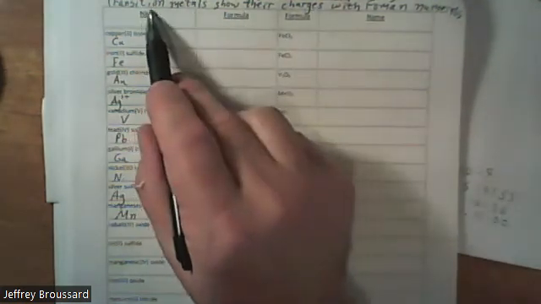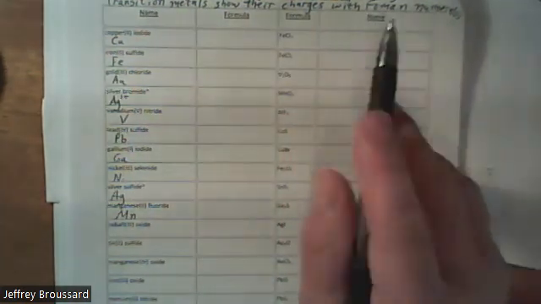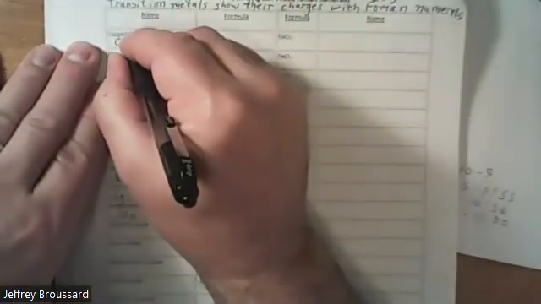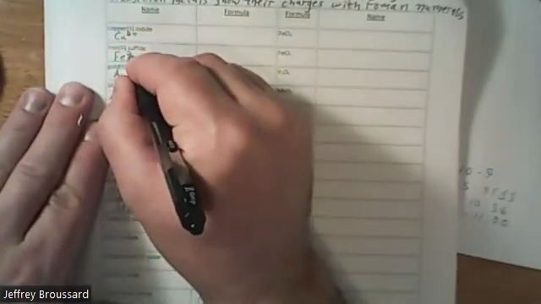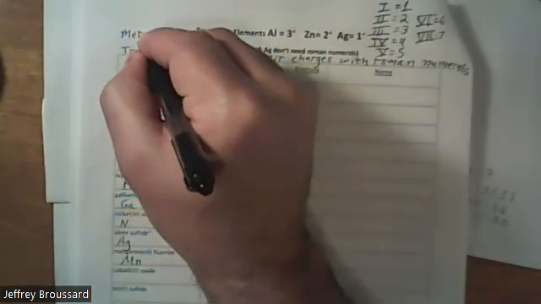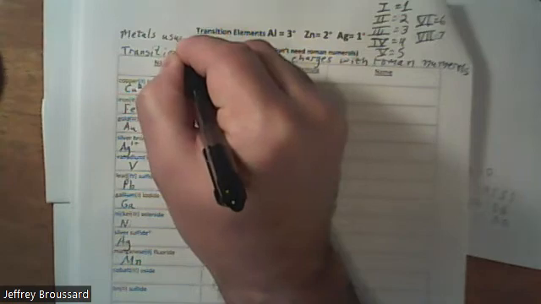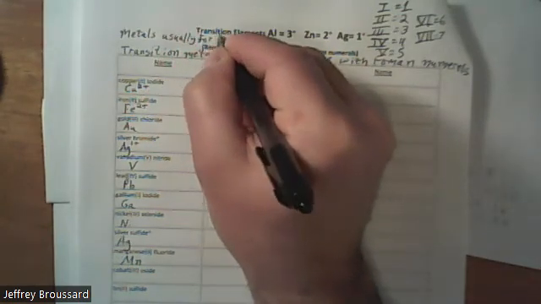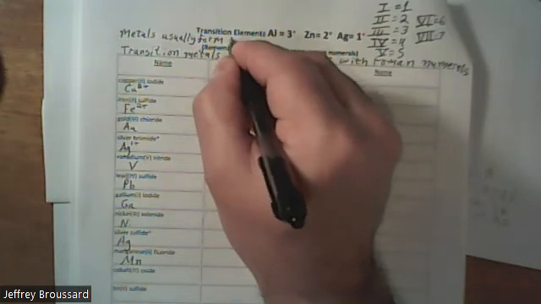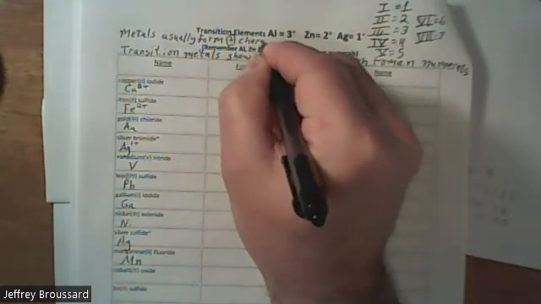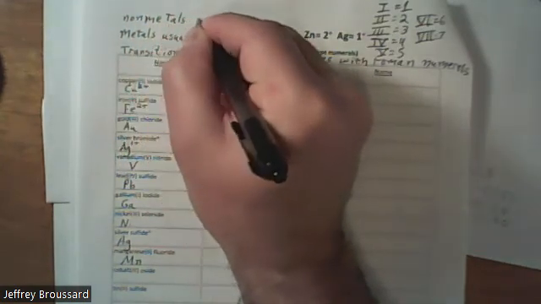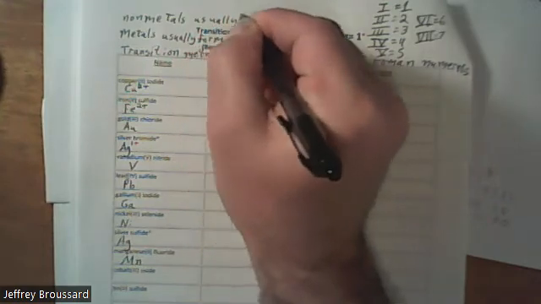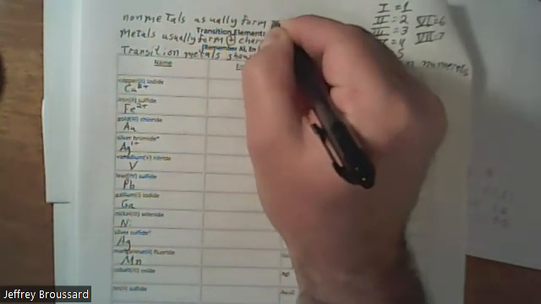So I said here, the transition metals show their charges with Roman numerals. So we have a charge of 2 positive here. We have a charge of 2 again, 2 positive. I'm going to go ahead and write another note. Metals usually form positive charges. Nonmetals usually form negative charges.